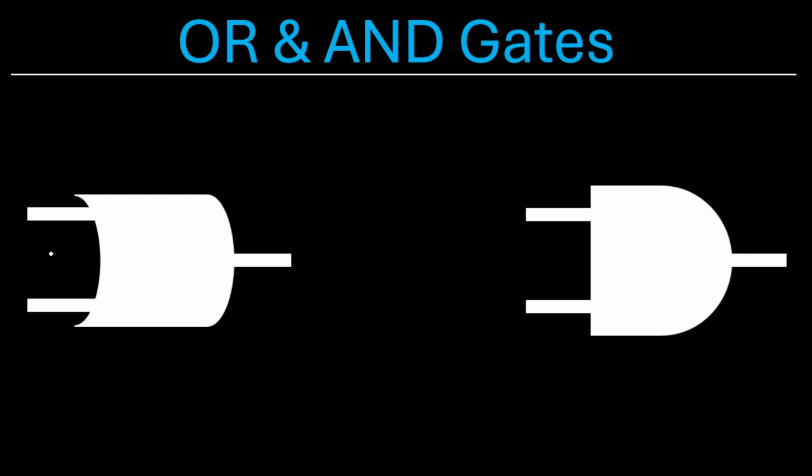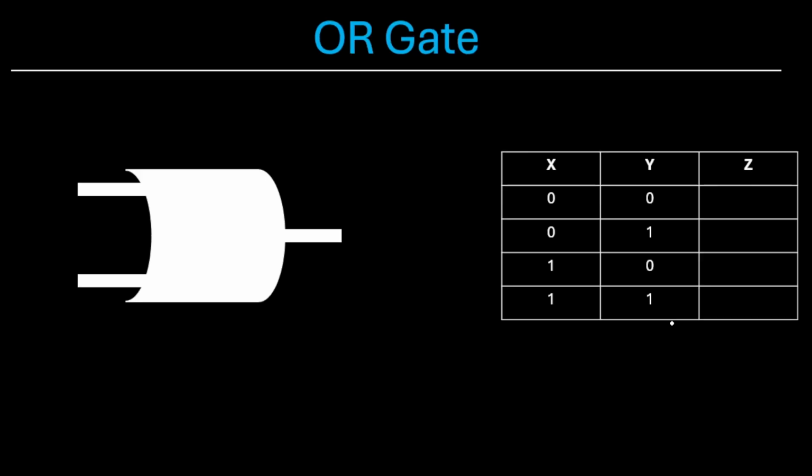So on the left hand side of your screen right here is an OR gate. Now they're sometimes represented by this, but either one, these guys are interchangeable, so either one will work. And then on the right we have an AND gate. So first let's look at OR gates.